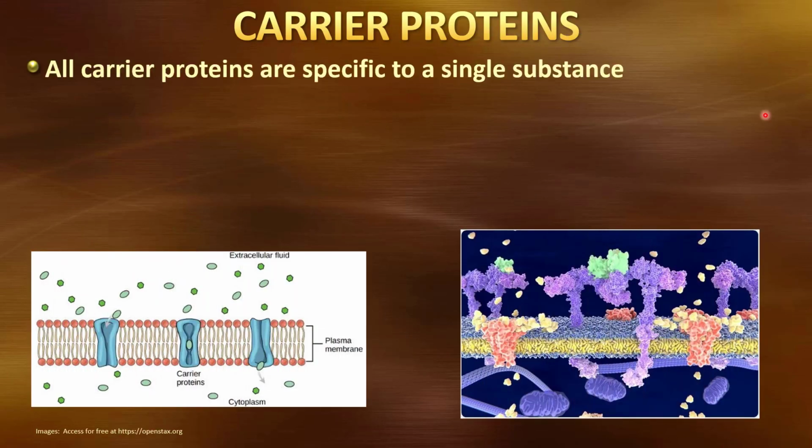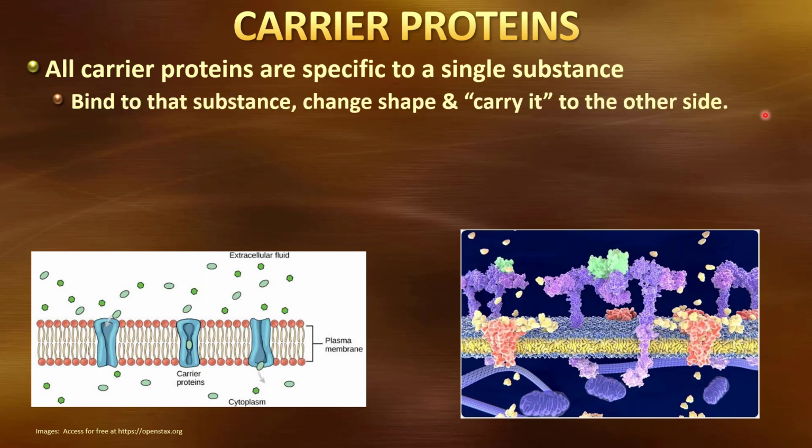Let's take a look at carrier proteins. Carrier proteins will typically be very specific to a single substance. One of the reasons why they're so specific is they bind to that substance. So you have a protein that has a particular binding site. This molecule comes in, binds to it. It causes this carrier protein to change shape, and that ends up allowing it to move that material into the cell. Here we have this molecule comes in, it binds to a location on the protein.